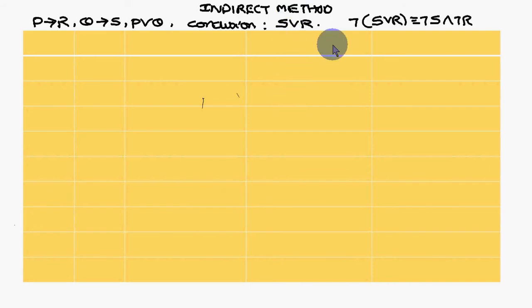Okay. So in the indirect method, what we are going to consider is the negation of the conclusion. Remember, the additional premise is the negation of the conclusion. That means negation of S ∨ R. Negation of S ∨ R means negation of S and negation of R. So if you apply the negation, this one we have to consider as the additional premise. Already we have three premises. This one is the additional premise.